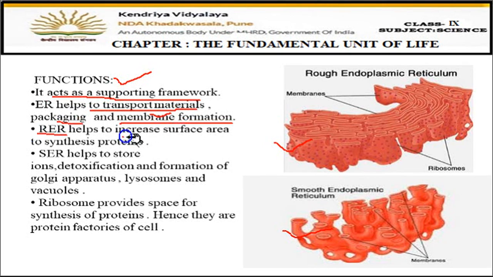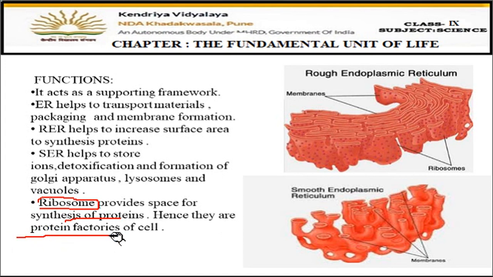Then RER, rough one, helps to increase the surface area to synthesize proteins. RER means rough, means ribosomes are present. So many of these dot like ribosomes are present which secrete the proteins and they increase the surface area also, right? Then smooth helps to store ions, detoxification and formation of Golgi apparatus, lysosomes and vacuoles. Smooth endoplasmic reticulum helps in the formation of other cell organelles also, like Golgi apparatus, lysosomes, vacuoles, etc. Then ribosomes provide the space for protein synthesis. Okay, so therefore ribosomes are called the protein factories because they are making proteins. Fine. So these are some of the functions of ER.